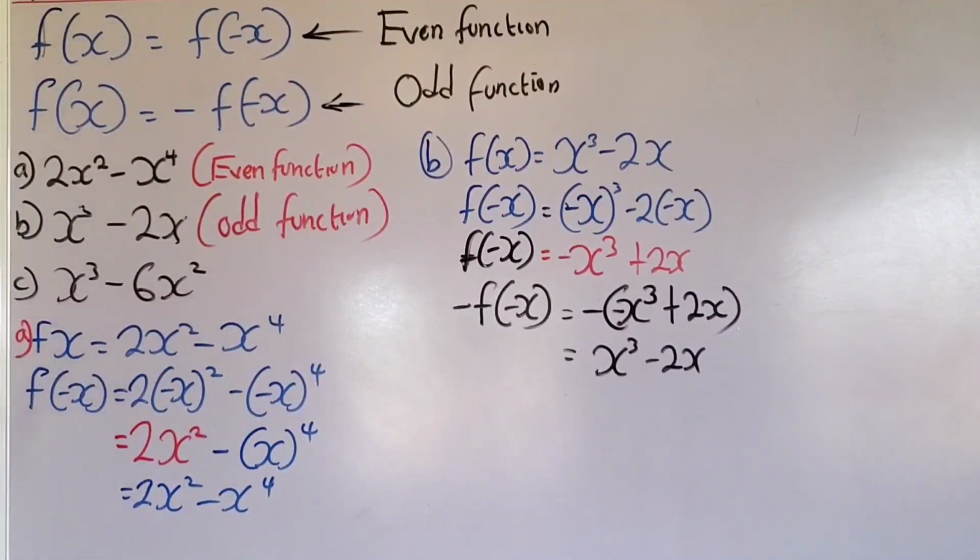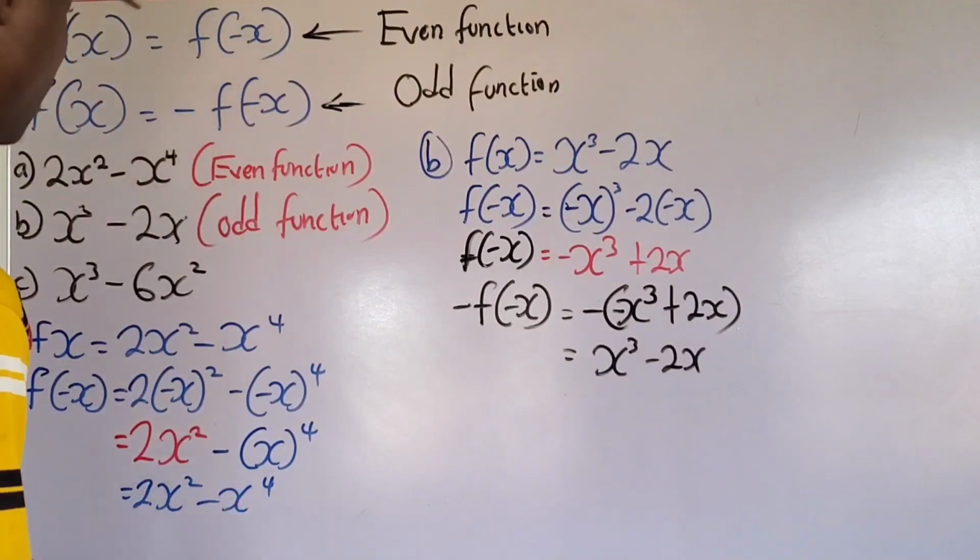Now, we want to test whether the third function, x cubed minus 6x squared, is an odd function or an even function. Don't forget, these are the two conditions that we are examining. If you examine these two conditions on this function and it meets any of them, then the function is said to be either odd or even. You understand? So let us proceed.